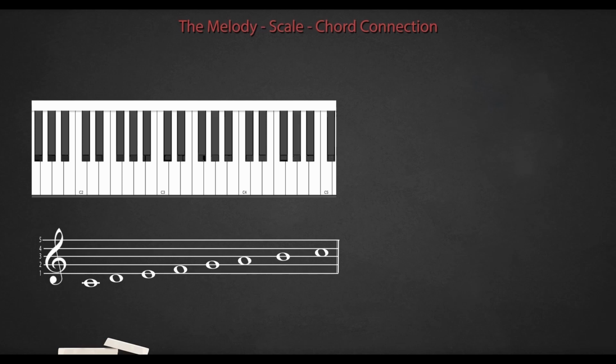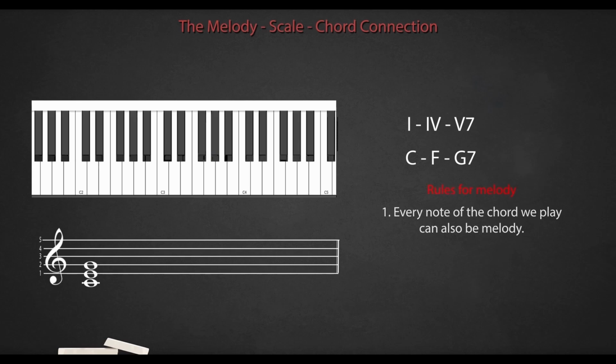Let's use the basic chords of the C major scale. Which are they? First, fourth, and fifth with seven. So, C, F, and G7. The C chord consists of C, E, and G notes. How can I make a melody with the C chord? Three simple rules. Every note of the chord can also be a melody. We can have the C chord with our left hand and play a melody with our right hand with C, E, and G notes.